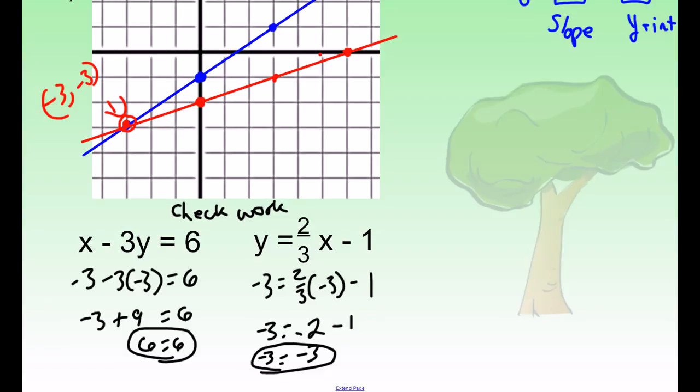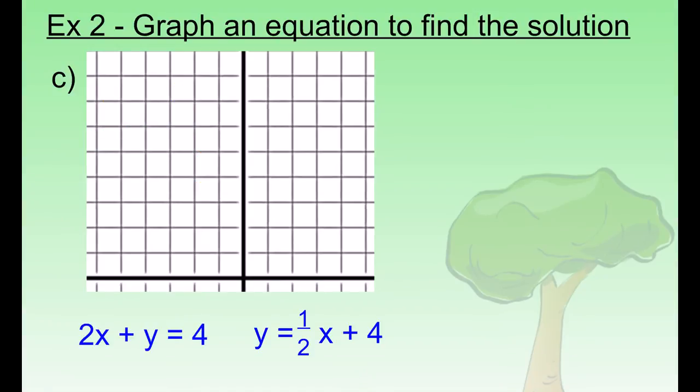I would like you, please, to do the next one. This is letter C. Go ahead, pause the video right now. Do it on your own. When you're ready to continue, hit play, and we'll go through it together.